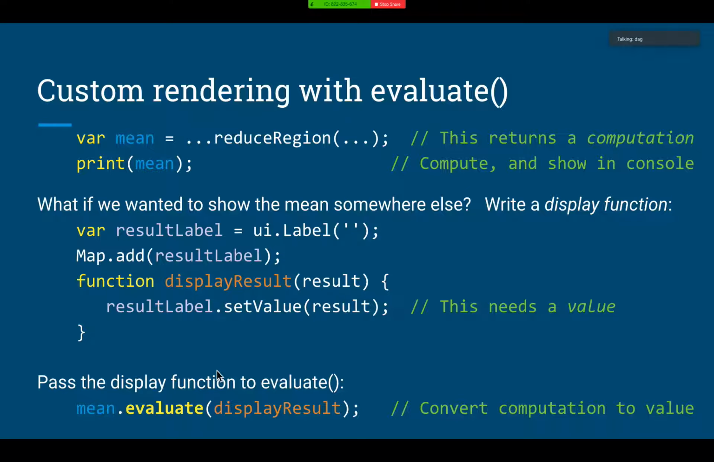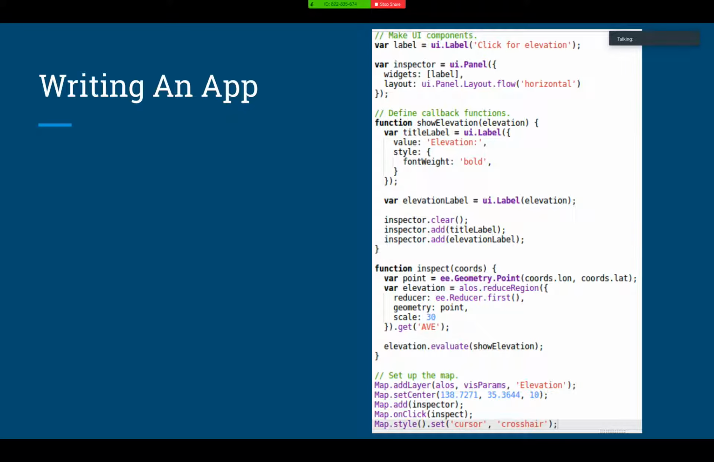Let's look at an example which does that kind of thing. Easier to read through the code right now. So this is a slightly more complex example, but okay. First step, useful principle again: read through the code from the bottom up. See what actually gets set up on the map. We've added an elevation layer. We've centered the map. We've added a thing called an inspector.